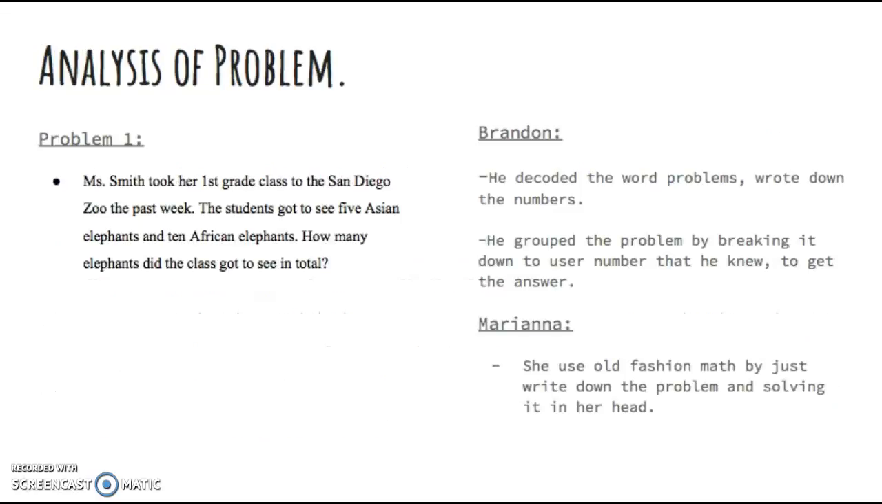Here's the first word problem, and if you decoded the terms to make it easier for him to understand, he added 5 plus 10, but grouped the numbers to make them smaller by breaking them down for him to be able to do smaller portions of numbers, which made it easier for him to add.